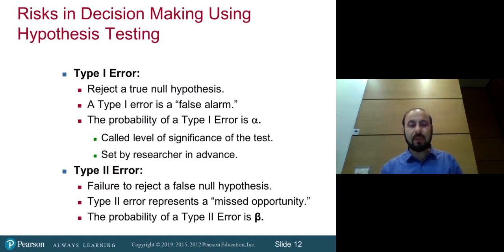Number 2, if you fail to reject a false null hypothesis, you are encountering a type 2 error. Meaning a false null hypothesis should be rejected, but you fail to reject it, you are encountering a type 2 error. And it is a missed opportunity. You have missed the opportunity to accept a very nice hypothesis. And the probability of type 2 error is denoted with beta.